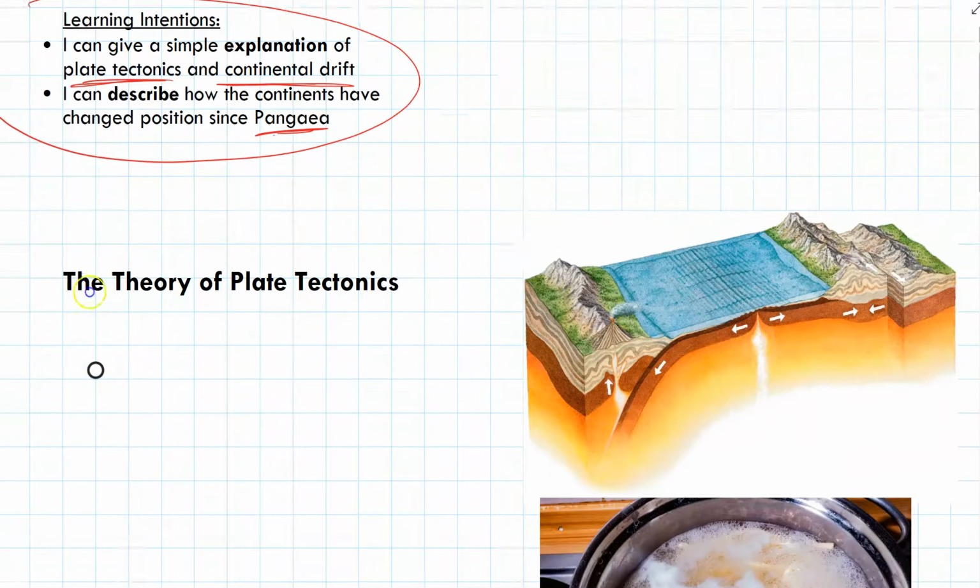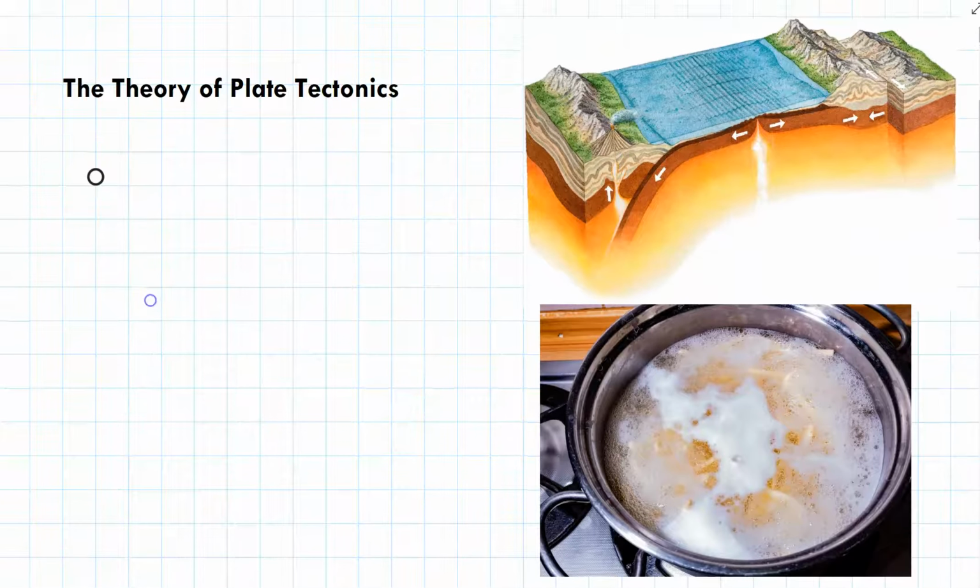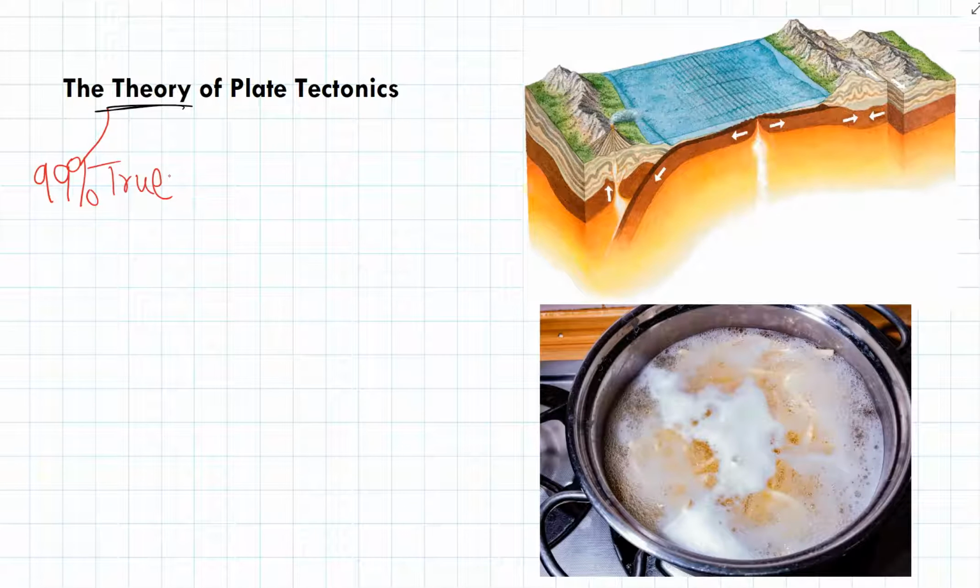Okay, so first of all, we need to know what plate tectonics is. And this is a theory. So remember, in science, theories aren't like we use the word in everyday life. Theories are confirmed by hundreds and hundreds of different experiments. So they're essentially, as far as we know, 99% true at least. And there's hundreds of experiments that have proven plate tectonics to be true.